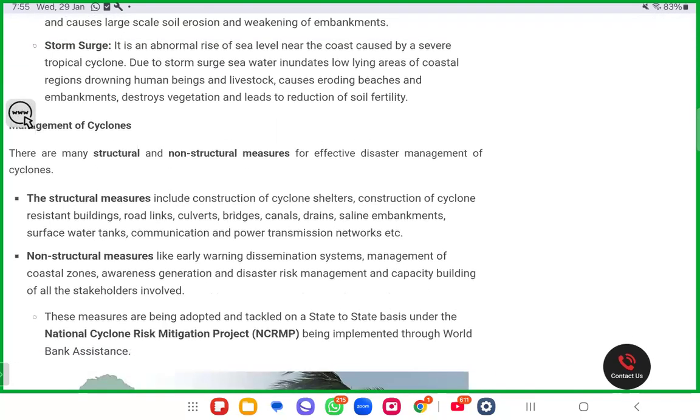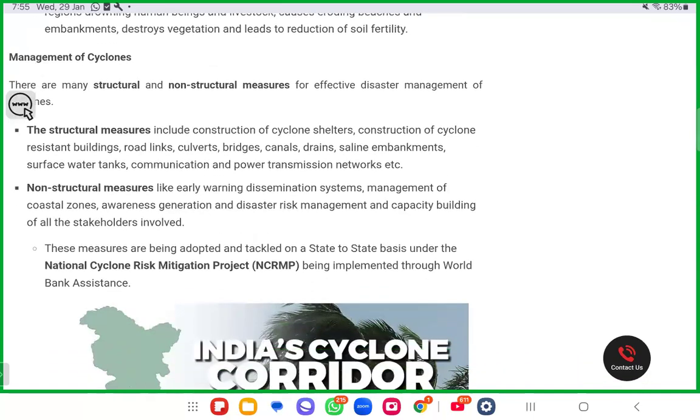But you need to know the management of cyclones. How to manage cyclones? In other words, the way forward. There are many structural and non-structural measures for effective disaster management of cyclones. The structural measures include construction of cyclone shelters, cyclone-resistant buildings, road links, culverts, bridges, canals, drains, saline embankments, surface water tanks, communication, and water transmission networks. Non-structural measures include early warning dissemination systems, management of coastal zones, awareness generation and disaster risk management, and capacity building of all the stakeholders involved.